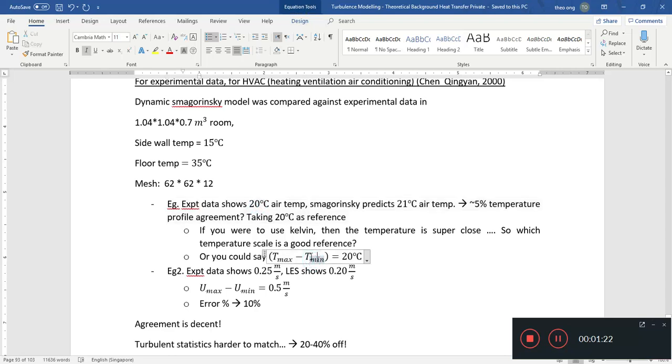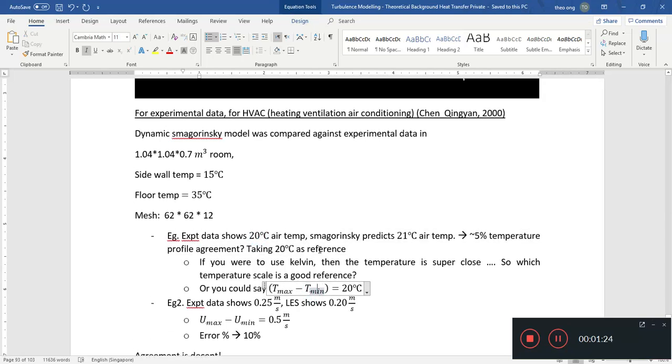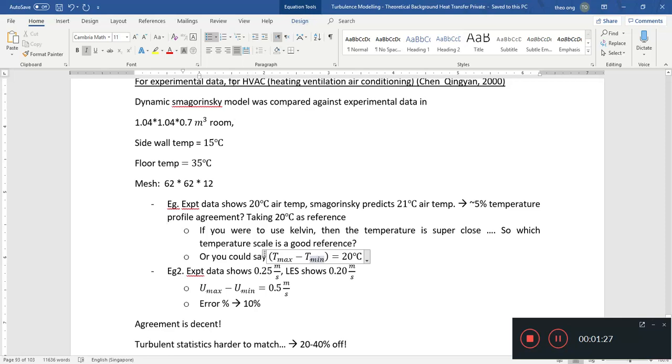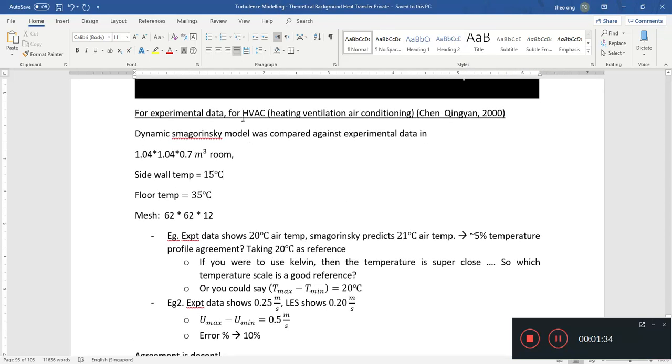You just have to be aware of the experimental errors you may get from measuring the temperature and the velocity. So for experimental data in mixed convection, we have the heating, ventilation, air conditioning case by Chen Qingyan, in this HVAC. The dynamic Smagorinsky model was compared against experimental data in a 1 meter-ish by 1 meter-ish by 0.7 meter room. The sidewall temperature is 15, floor temperature is 35. The mesh is 62 by 62 by 12.